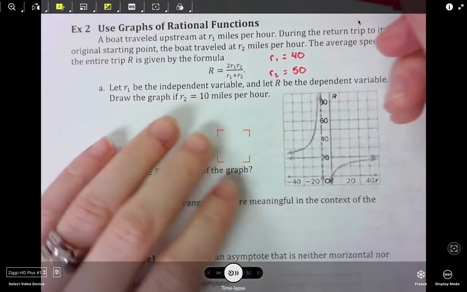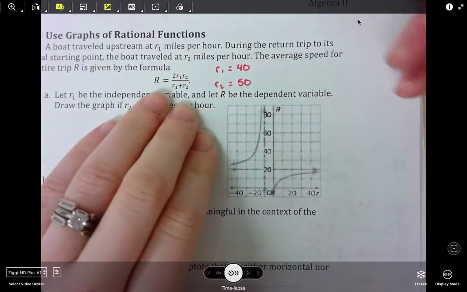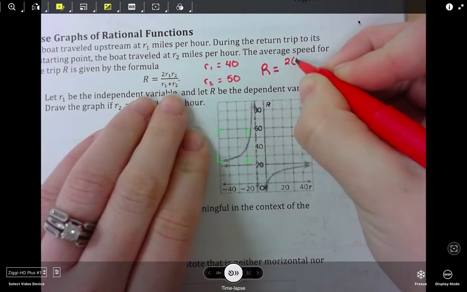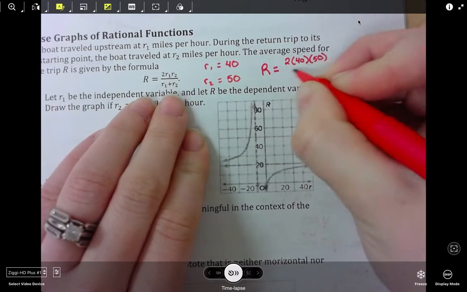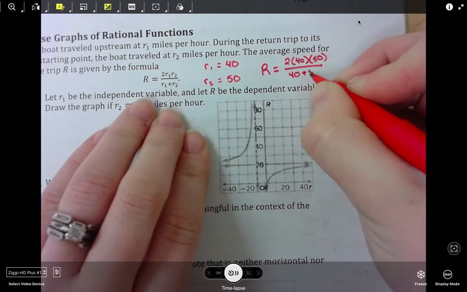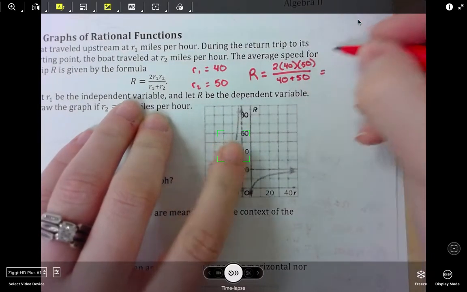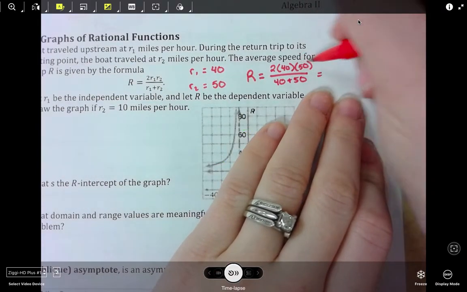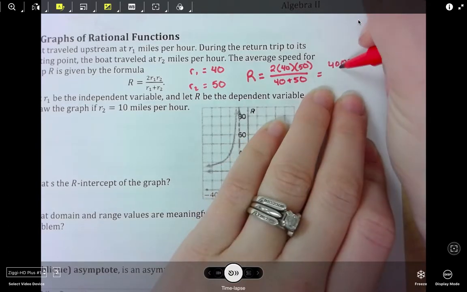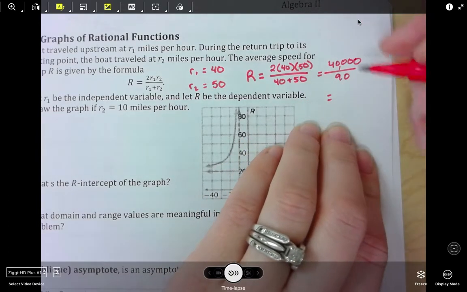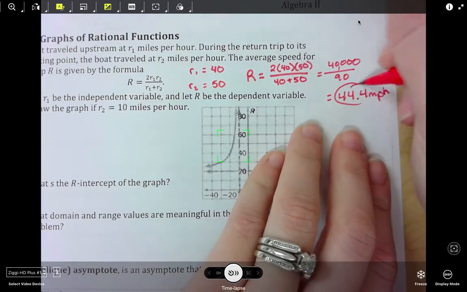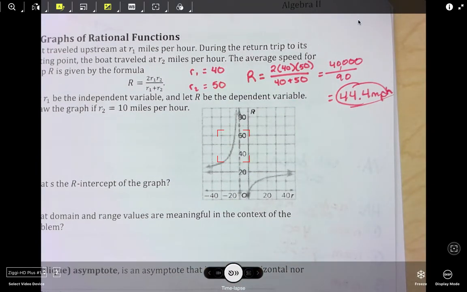To use this equation, just to demonstrate, to find my entire speed, I would take 2 times 40 times 50 divided by 40 plus 50. 40 times 50 is 2,000. No, 20,000. 20,000 times 4 is 40,000. 40,000 divided by 90 comes out to something like 44.4 miles per hour. So approximately 44.4 miles per hour is my speed going for each one of those.